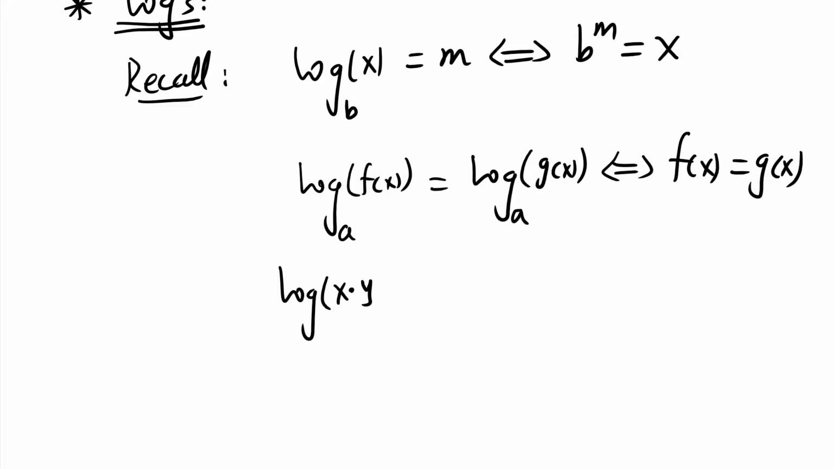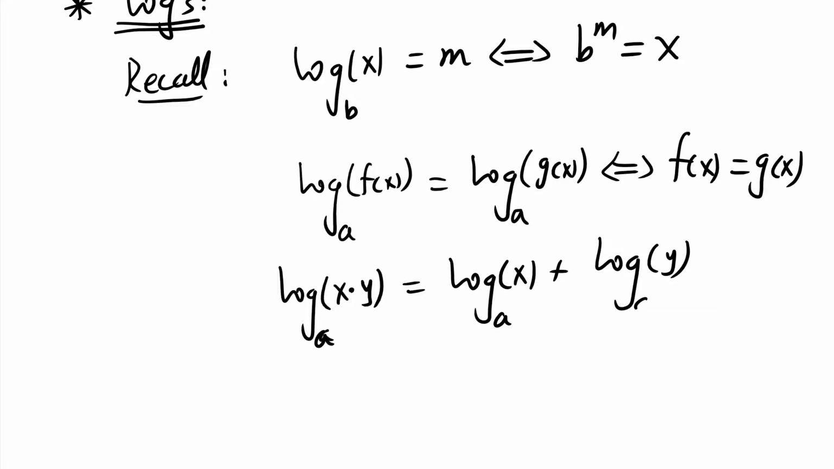Log of x times y, the product becomes a sum, and the quotient becomes subtraction. Also, log x to the m for any base a, you can bring m down.